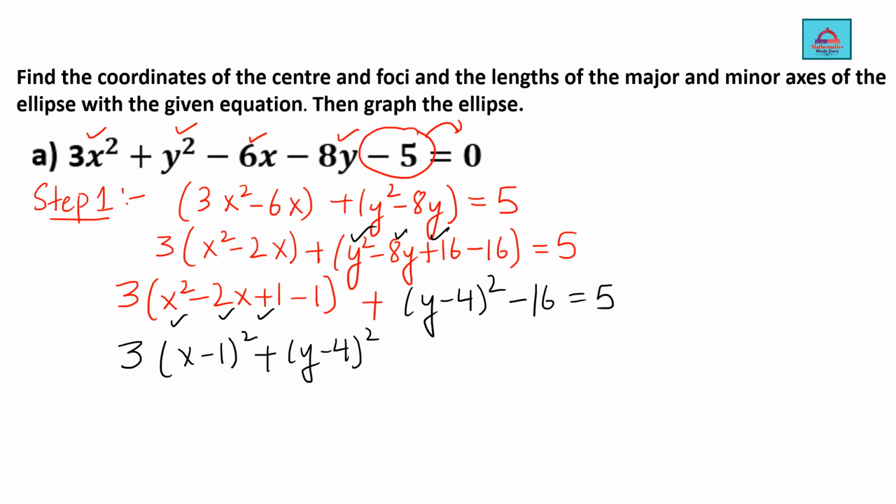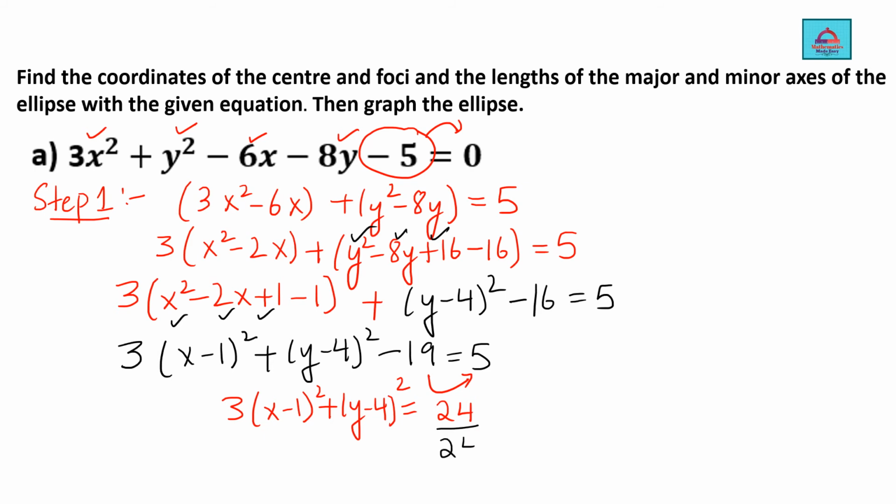You have a 3 multiplied with negative 3, so negative 3 with negative 16 gives negative 19 extra here, which in the next step is going to move here to give you 19 plus 5, which is 24. Now, in order to convert to the last step of the standard form of an ellipse, we have to make the right side 1. So we divide by 24 on both sides.